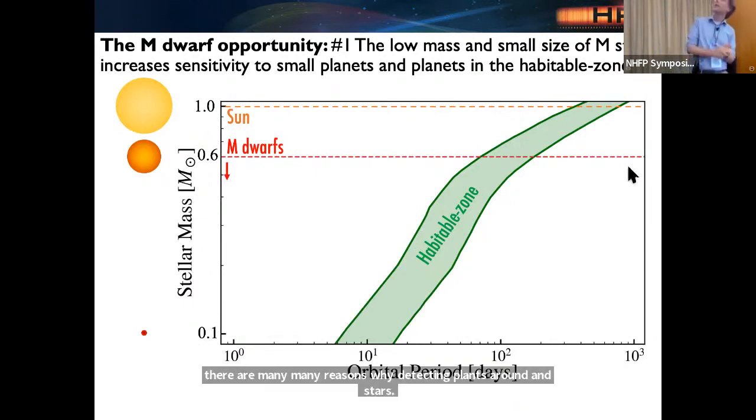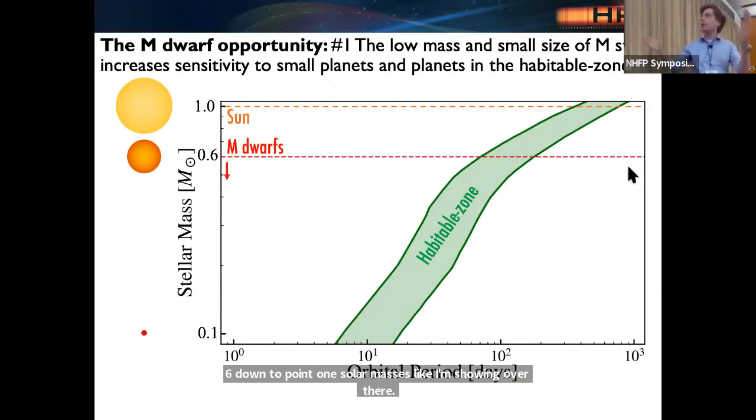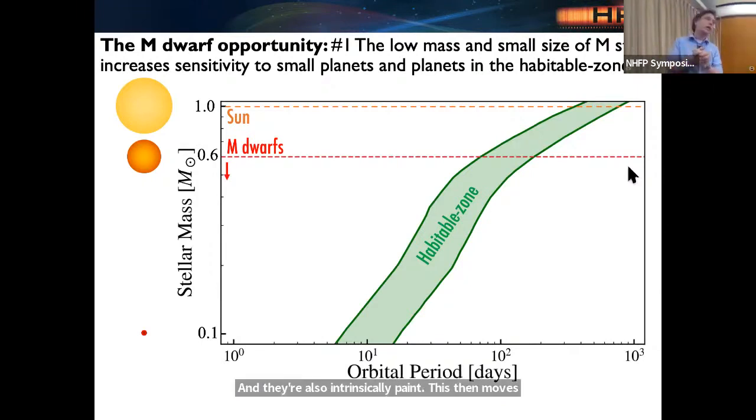The first one is that M-stars are low-mass stars. They have masses from about 0.6 down to 0.1 solar masses, like I'm showing over there. They're also intrinsically faint. This moves the habitable zone, the region around the star where liquid water could be sustained on the surface of the planet, closer in. This increases the many different detection amplitudes, including radial velocity semi-amplitudes, and transit depths are deeper, making it easier to detect smaller planets in and around the habitable zone.